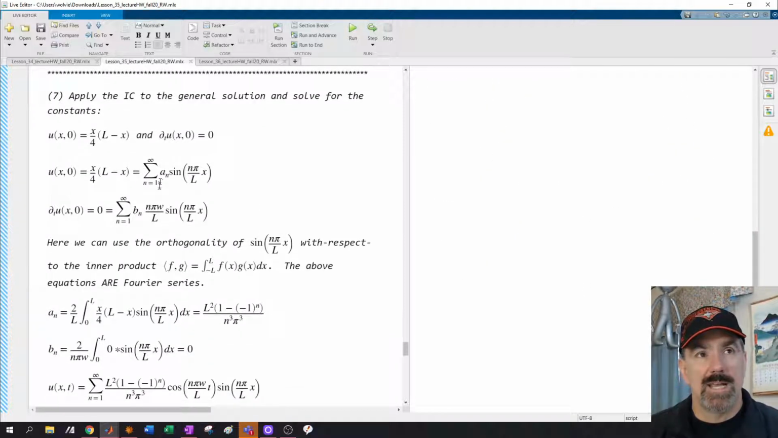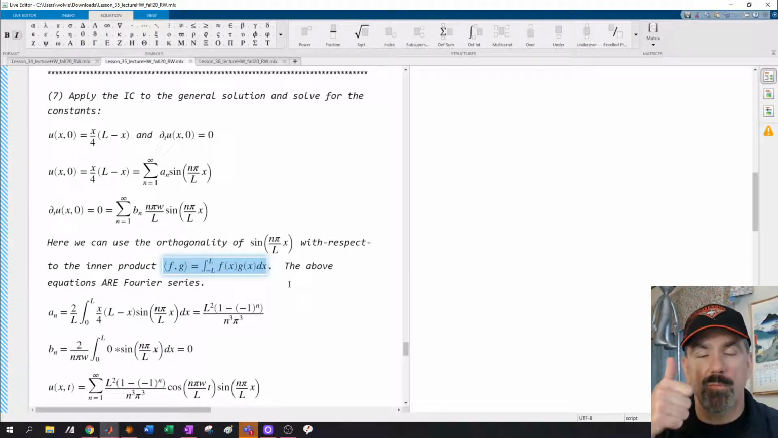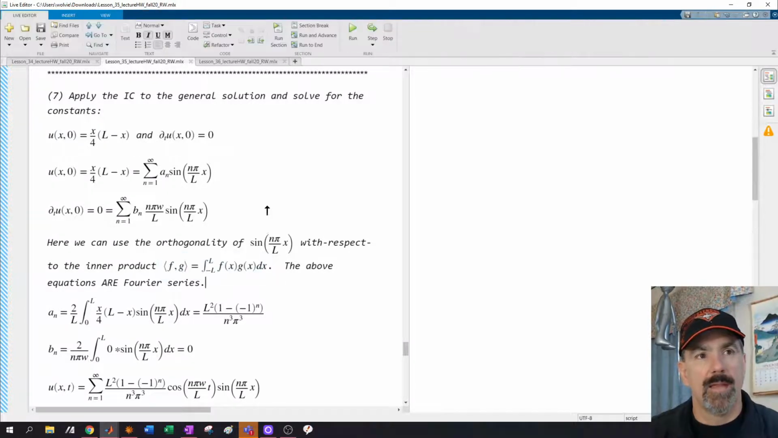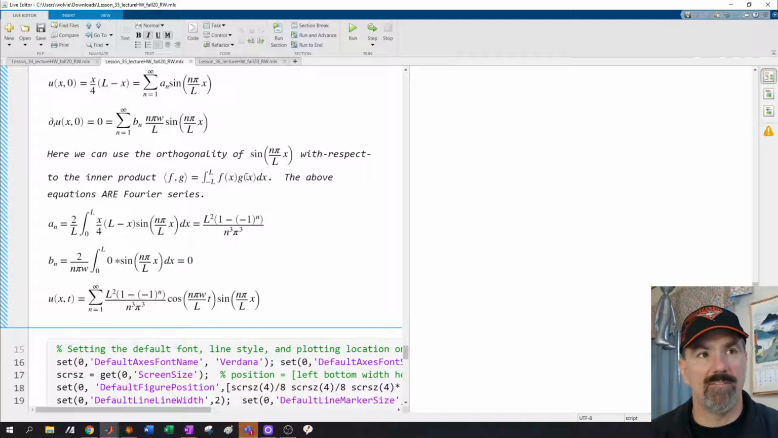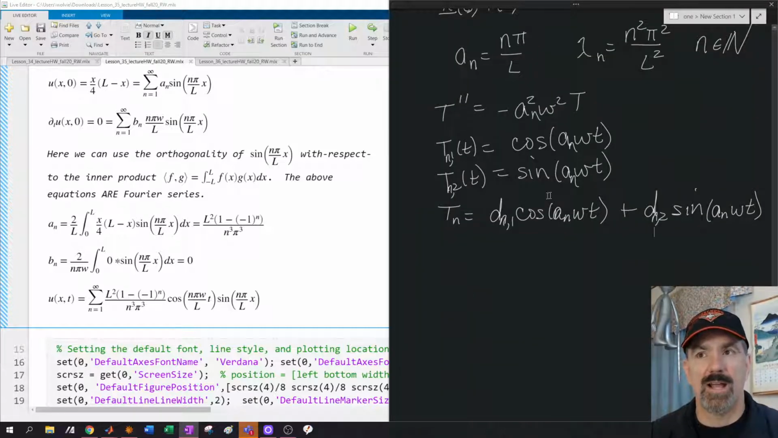Then what we do is recognize that these look like Fourier series. And what we want to do is use the sine n pi over L x as an orthogonal basis. In order to do that, we have to dictate. So we get to assume a product solution, and we get to dictate what the inner product is going to be. And we pick an inner product that makes these eigenfunctions orthogonal. And once we do that, then we really do have Fourier series, and we can apply the same techniques that we applied previously in order to find the constants.